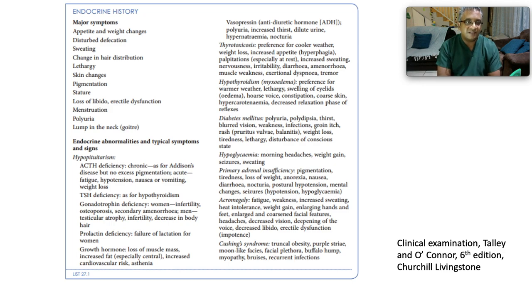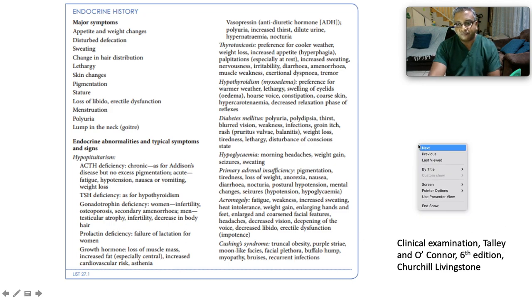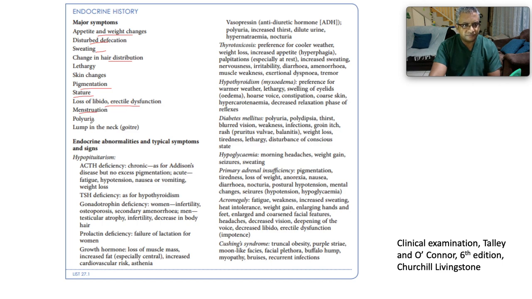All right, so major symptoms to elicit in the endocrine history. There's a whole truckload of symptoms. Let's get going. Appetite and weight change, especially in the setting of diabetes and thyroid disease, disturbed defecation, sweating, change in hair distribution, skin changes, lethargy, pigmentation, change in stature, loss of libido and erectile dysfunction. Talk about the menses, whether it's extremely heavy or light, how many pads you use per day, etc. Looking at menorrhagia and polymenorrhea. Looking at polyuria and a lump in the neck, speaking to goiter.